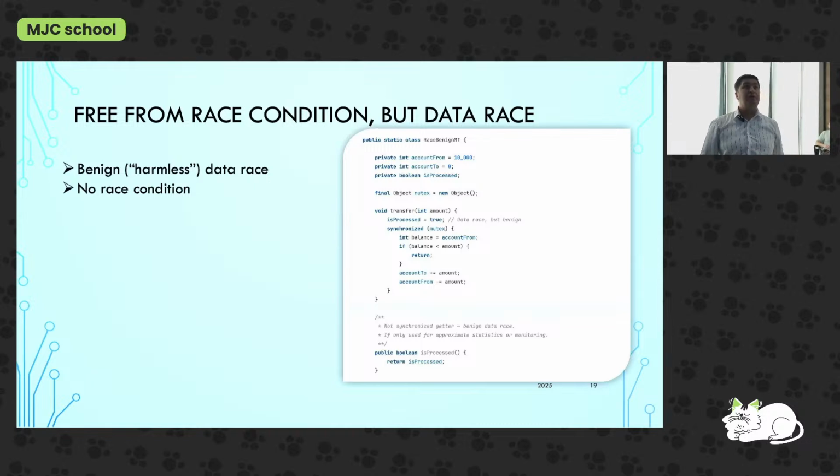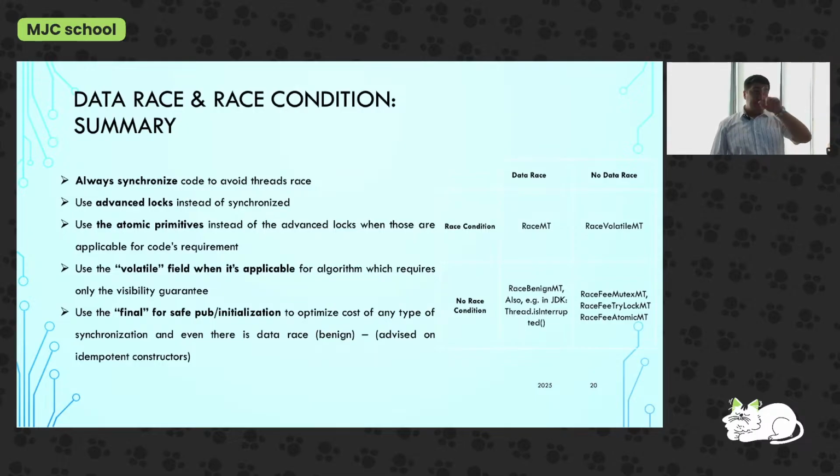But we will take a look at how the JDK has such data races, benign races, which are fine. This is a summary table of the classes we explored. For example, Thread's interrupted logic is racy. It's just a Boolean without any synchronization, without volatile, but it can be used without any fear.